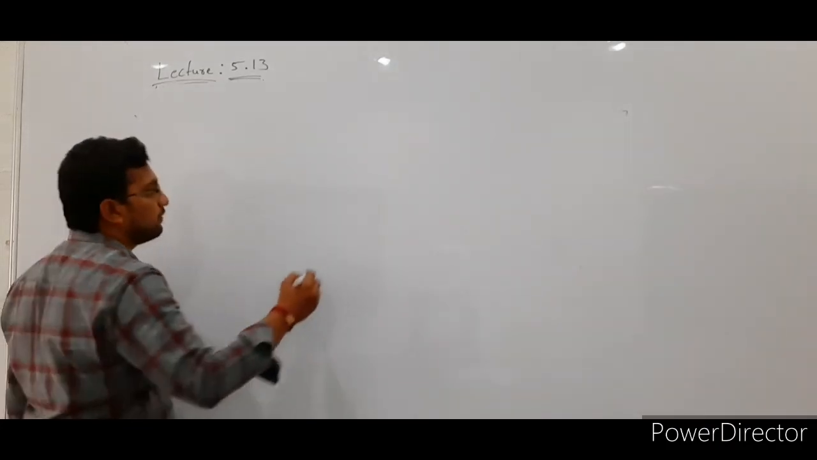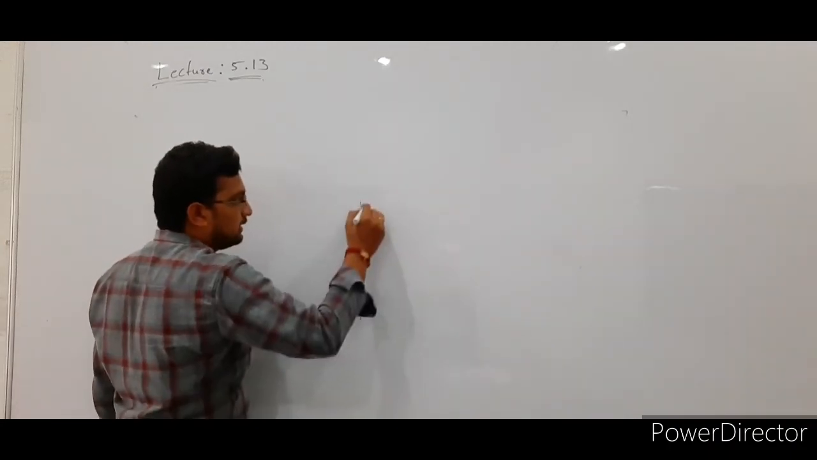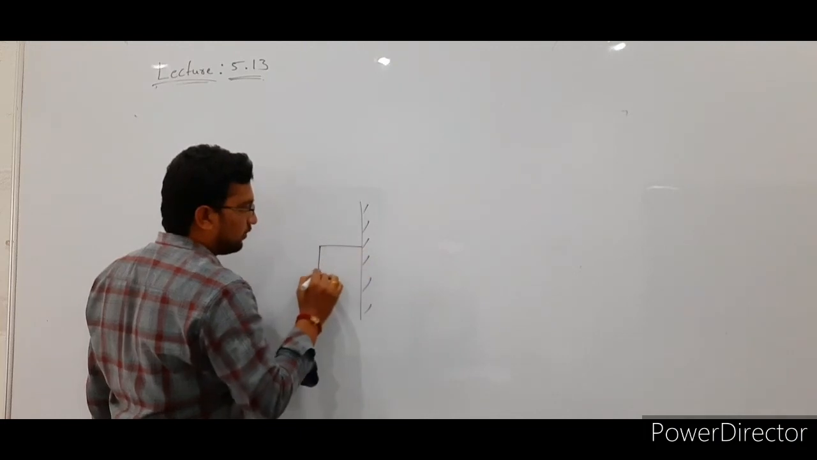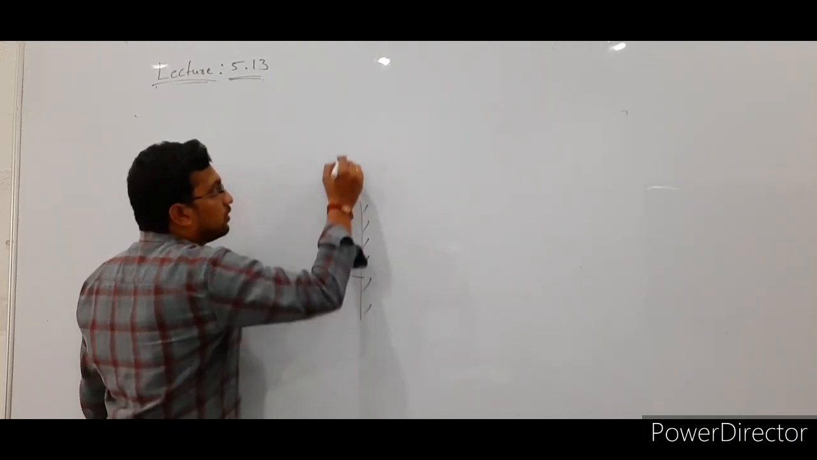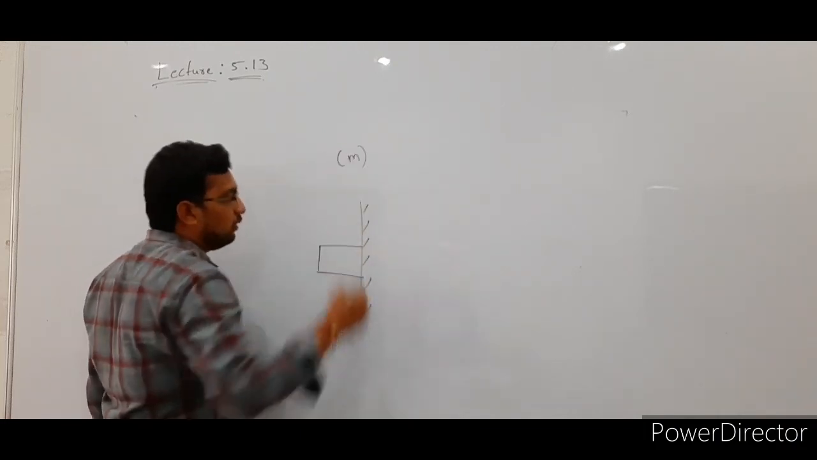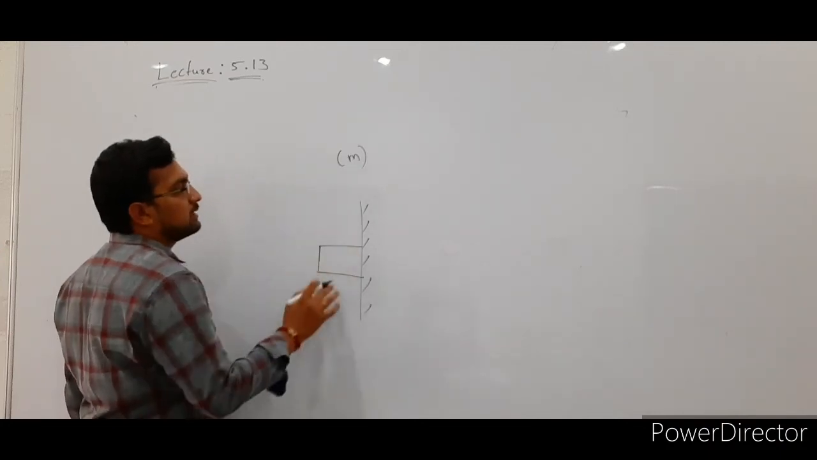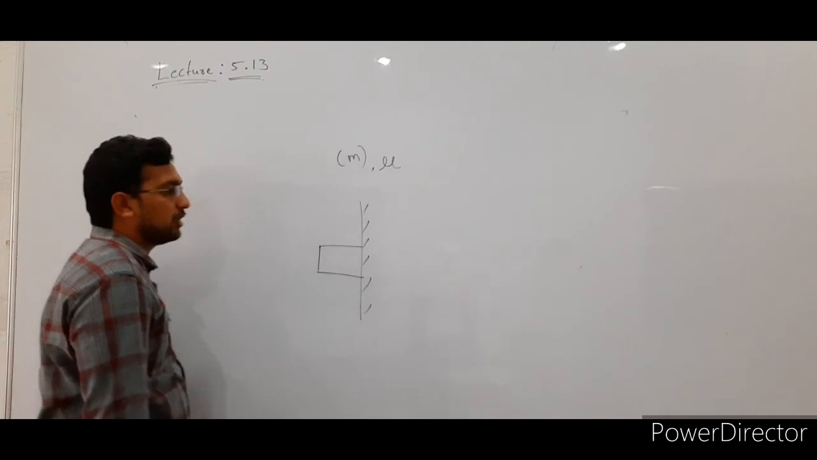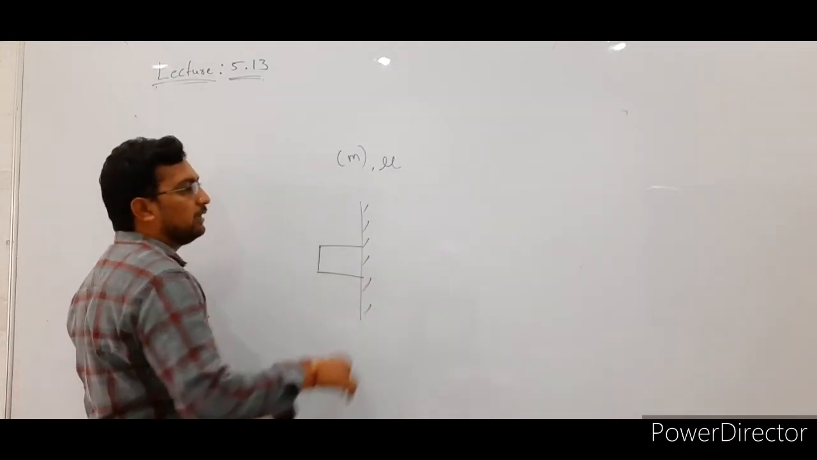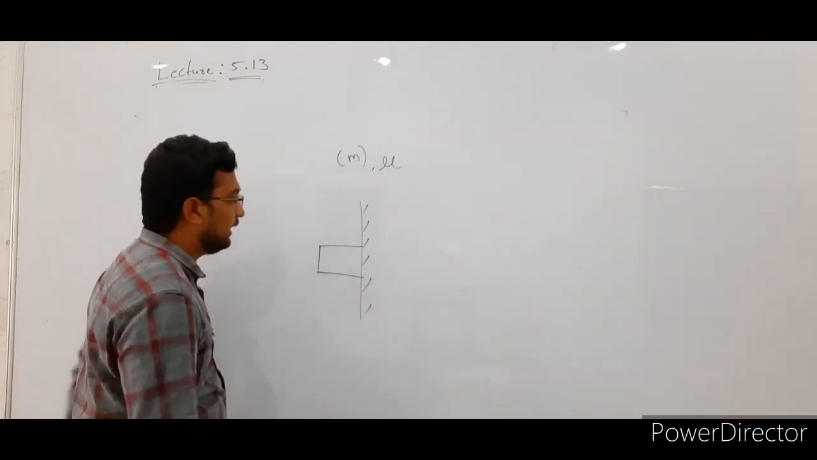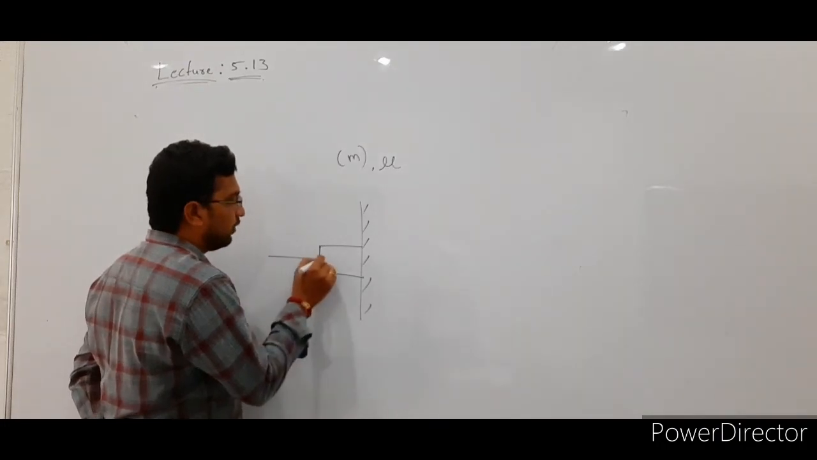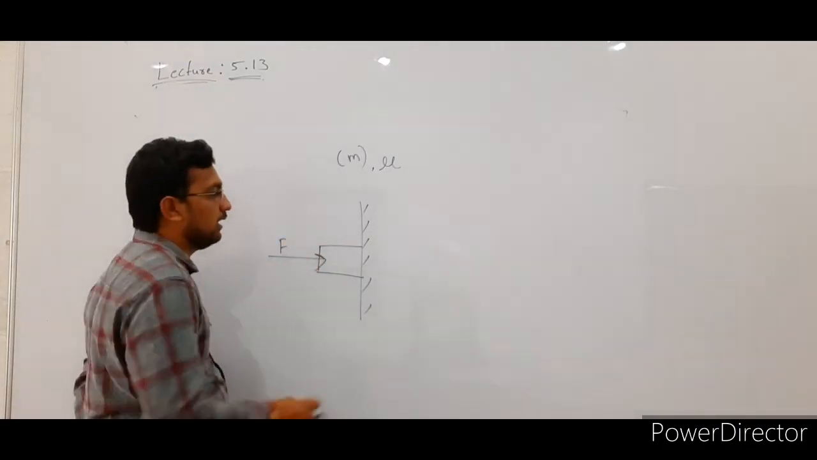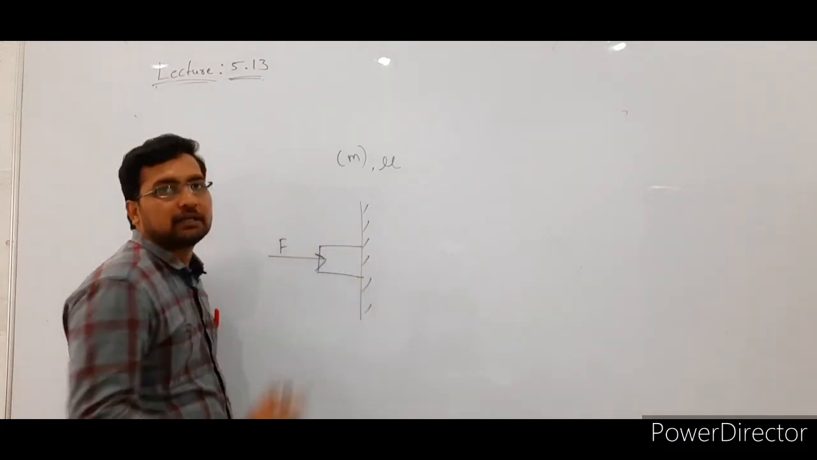Consider a block of mass M. So this is a vertical wall. Here we have placed a block of mass M. It is in contact with the vertical wall. Here M indicates the mass of the block, and mu indicates the coefficient of friction between the block and the surface of the wall. Here we are applying some horizontal force in this direction to keep the body under equilibrium.